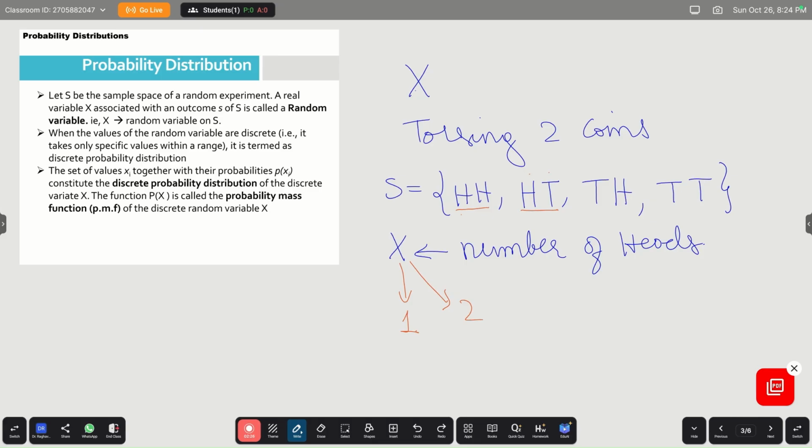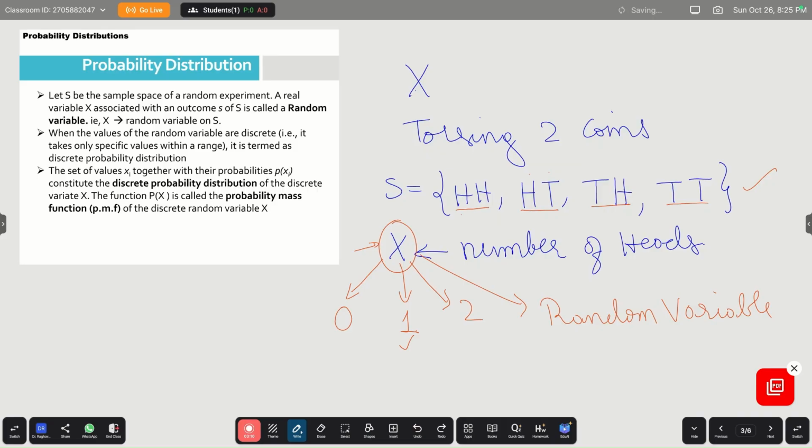that appeared. In the third case, TH, here also only one head is there, so x will again take the value 1. And in the last case, TT, x will take the value 0 because no heads appeared. So x is taking these three values based on the four outcomes of our random experiment. So this x is taking values based on the outcomes of the random experiment, and x is called a random variable.